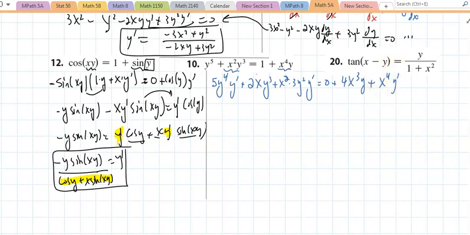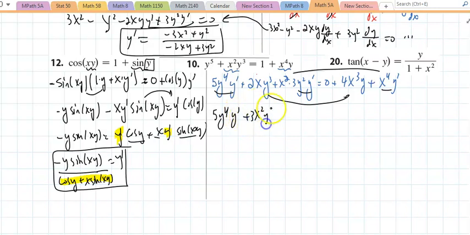I'll do number 20 in the bottom. Well, let's see how this works. I need all the y primes on one side. So I'm going to get rid of those two to the right, this one to the right, to the left. I'm looking at 5y to the 4th y prime plus 3x squared y squared y prime minus x to the 4th y prime equals 4x cubed y minus 2xy cubed.